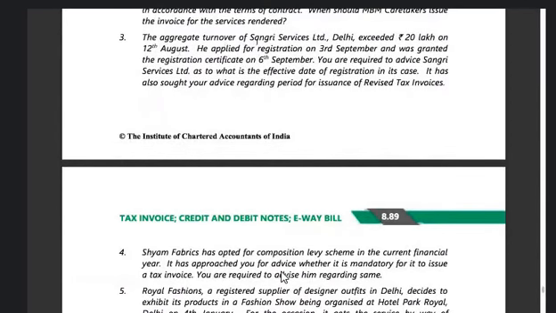The aggregate turnover of Sangri Service Limited, Delhi, exceeded 20 lakhs on 12th August. He applied for registration on 3rd September and was granted the registration certificate on 6th September. You are required to advise Sangri as to what is the effective date of registration in its case. It also sought your advice regarding the period for issuance of revised tax invoice. So, first question, what is the effective date of registration in this question number 3?